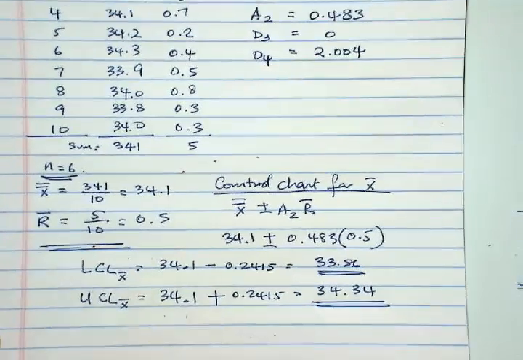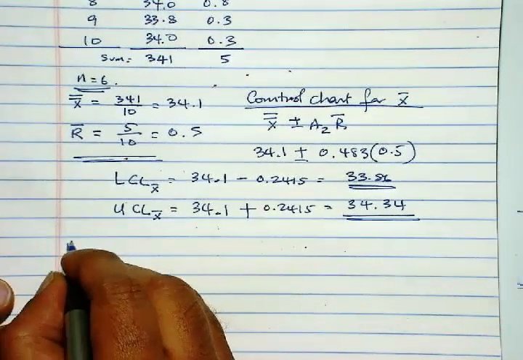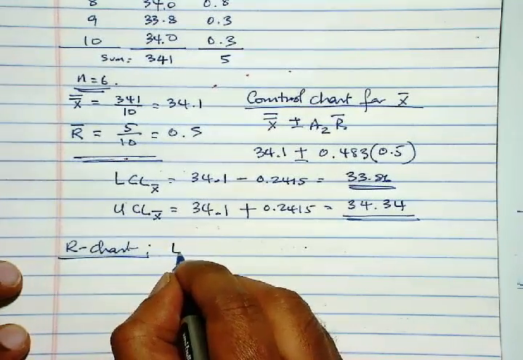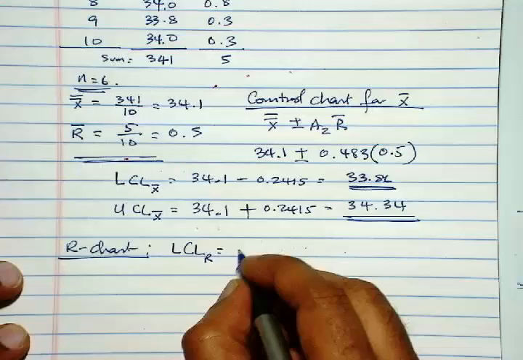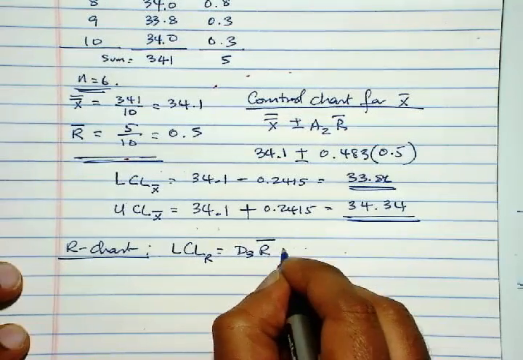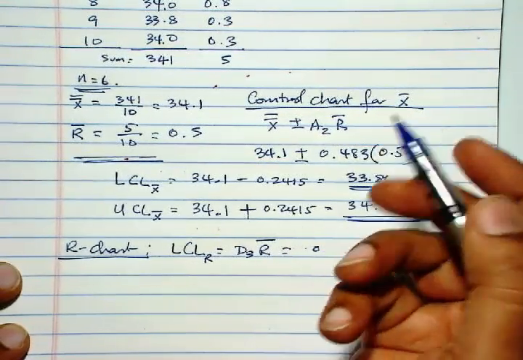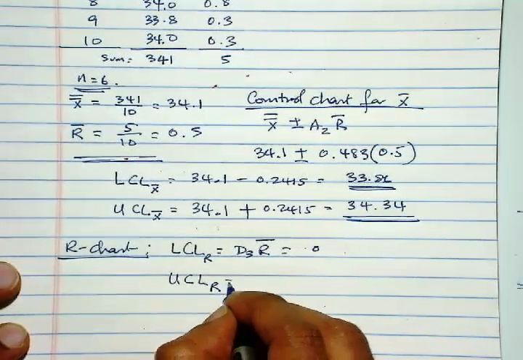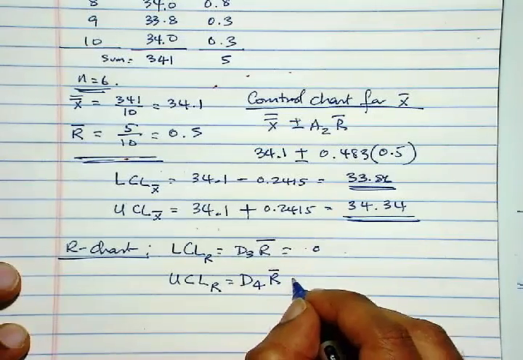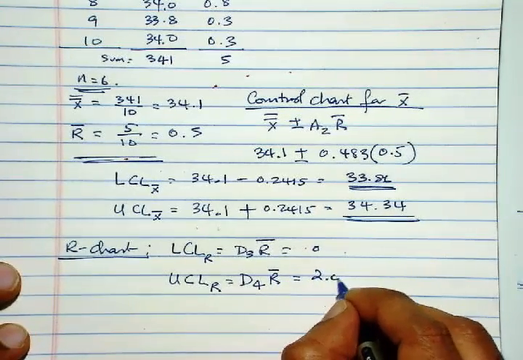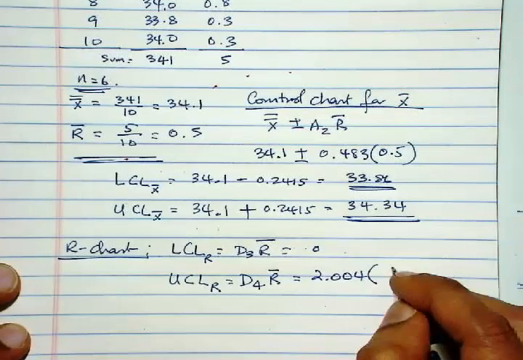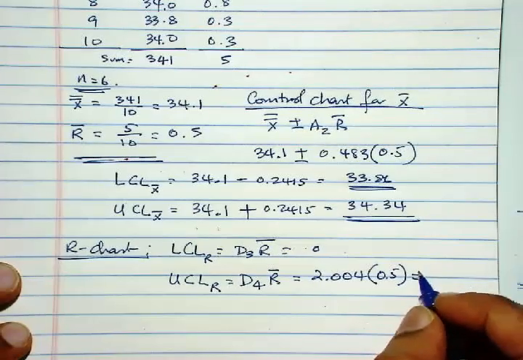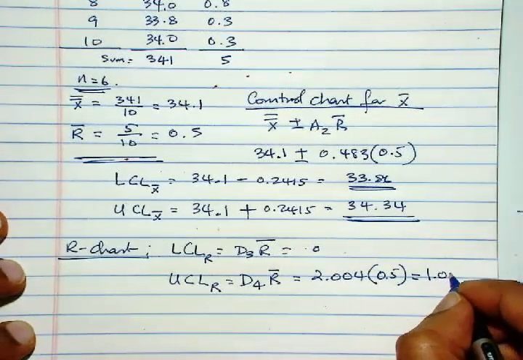Okay, next is the R chart. The lower control limit for R is D sub 3 times R bar, so that is 0, since D sub 3 is 0. The upper control limit for R is D sub 4 times R bar, so that will be 2.004 times R bar, which is 0.5, and that gives you 1.002.